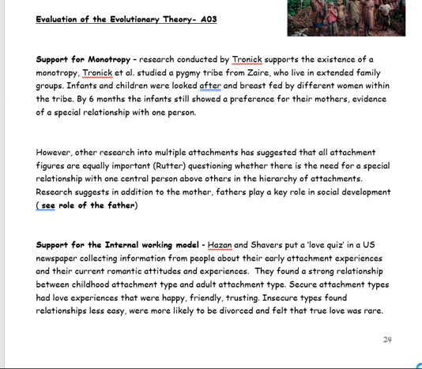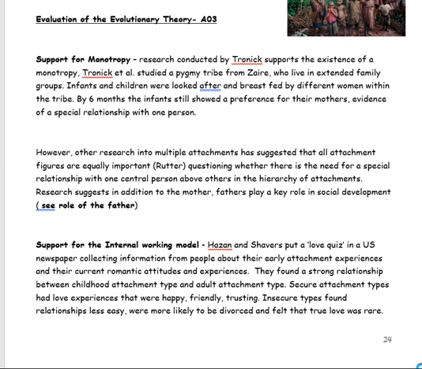So the first piece of research you could look at is research by Tronick. So the research by Tronick supports the existence of monotropy. So you could say one strength of the evolutionary theory is that there is research support for elements of it. For example, Tronick found this, and so on.